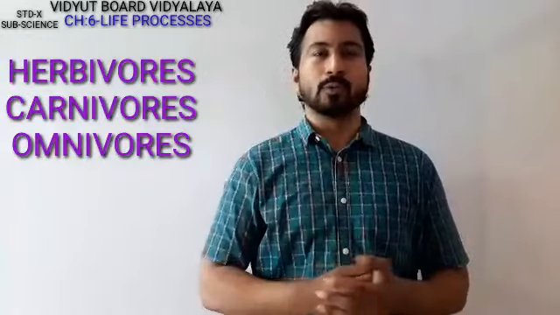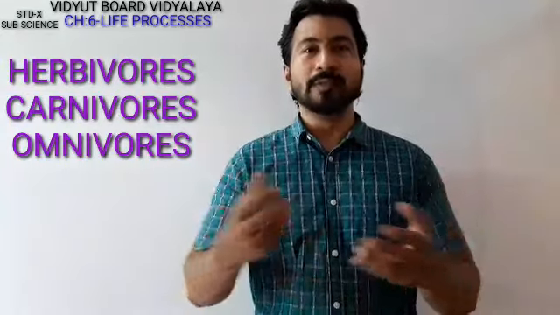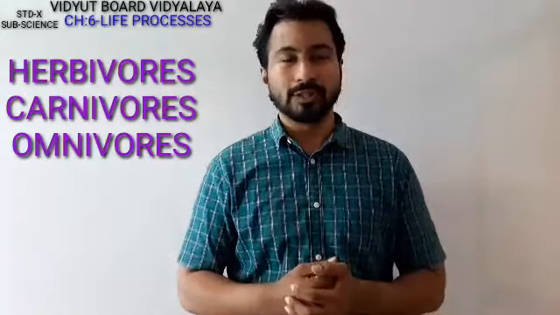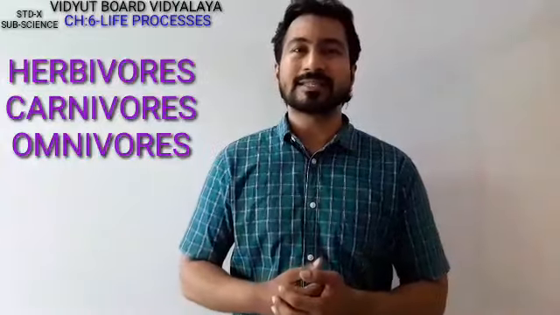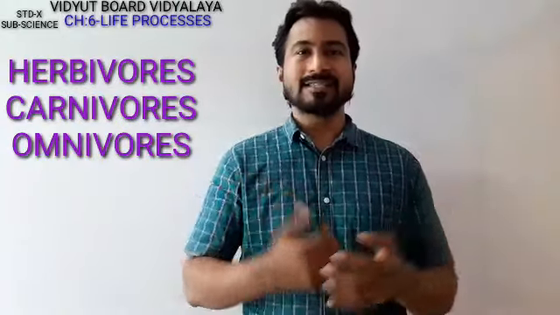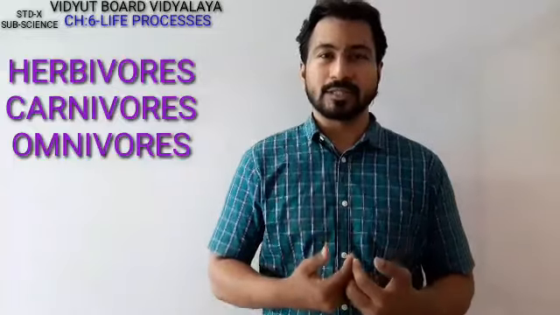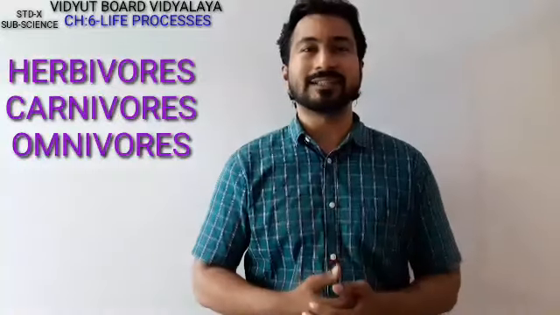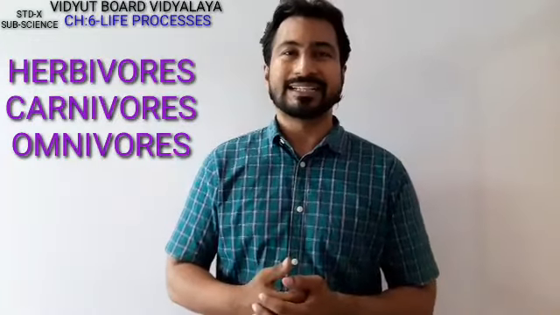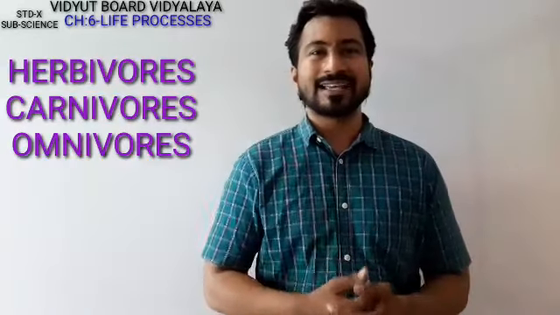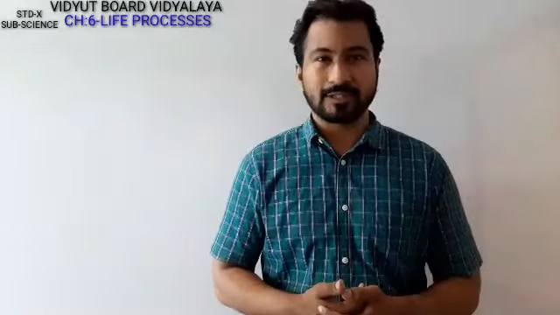And the third one, that is the omnivores, who eat both the plants as well as the animals. The best examples are the humans. So humans come under the category of the omnivores, eating both the plants as well as the animals.